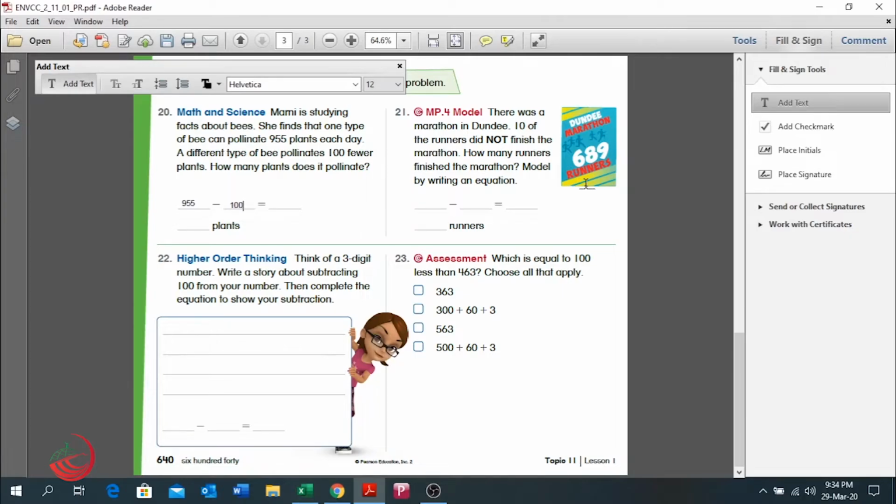So the marathon started with 689 runners. 10 of the runners did not finish. How many runners finished? Of 689, we have a 10. Can we start with the 10? Can we write 10 minus 689? Is this correct? Nope. Oh, I cannot erase that now.